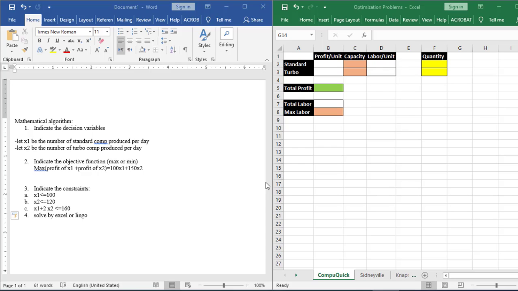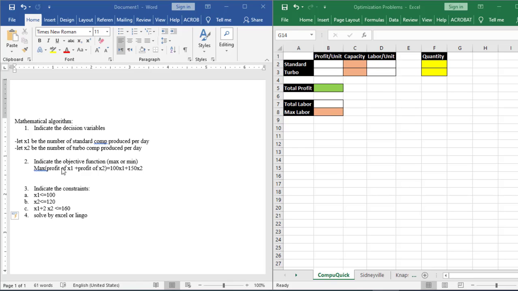Welcome back, guys. In the previous video, we were able to write down the steps in order to find the mathematical algorithm of the problem called CompuQuick. Now, in this video, we will be solving this mathematical algorithm using first Excel and then in the next video using Lingo. So, first of all, guys, I know that my decision variables are x1 and x2, and I'm gonna put them here in the cell called quantity.